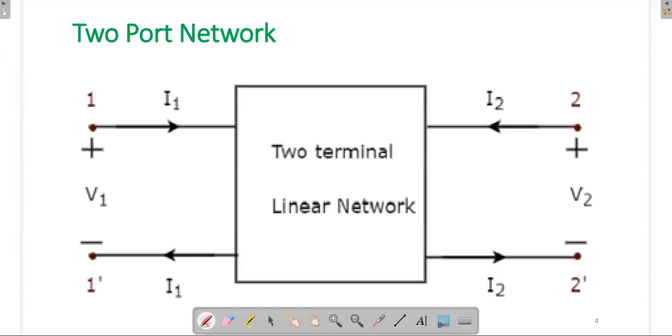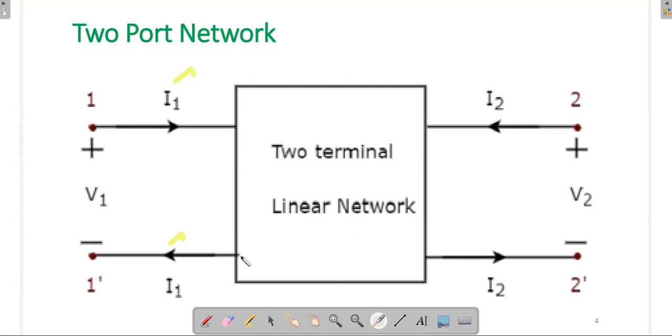This is the example for two-port network. I1 is the input current to the input port, and the same current I1 is also leaving at the bottom terminal. Similarly, at the output port, I2 is the current entering, and the same current is leaving the output port as I2. Then V1 is the voltage at the input terminal, V2 is the voltage at the output terminal. So this is the example for two-port network.